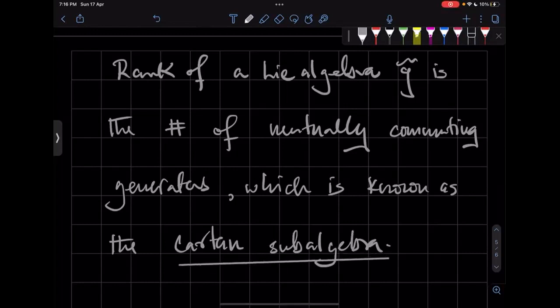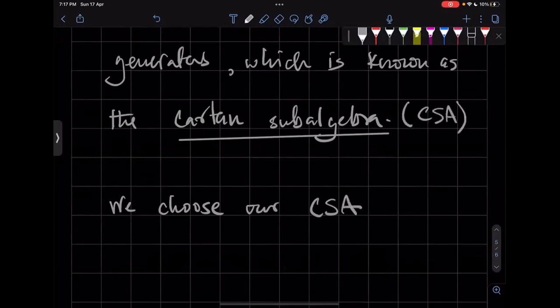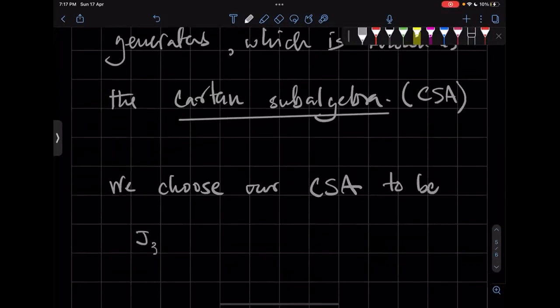He also developed the theory of spinors, as well as did the classification of the Lie algebras. So like a huge figure in the history of mathematics. Okay, so we choose our Cartan subalgebra, our CSA, as we call it, to be J3. Okay.